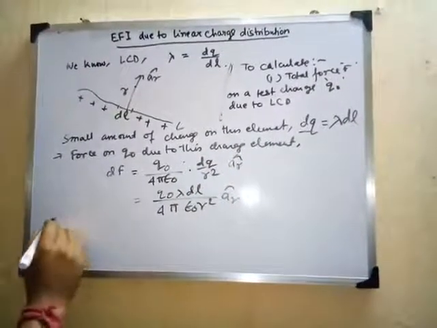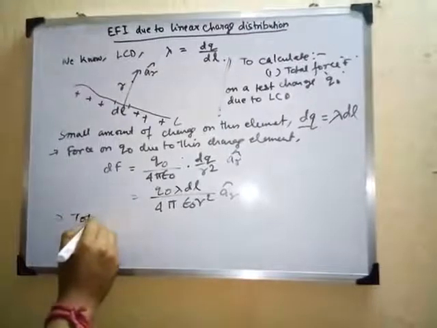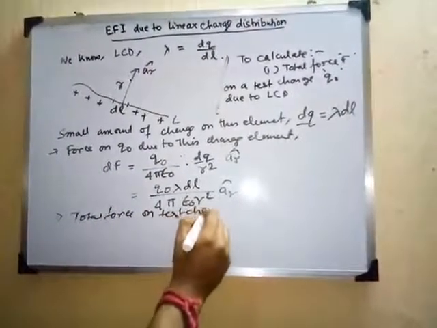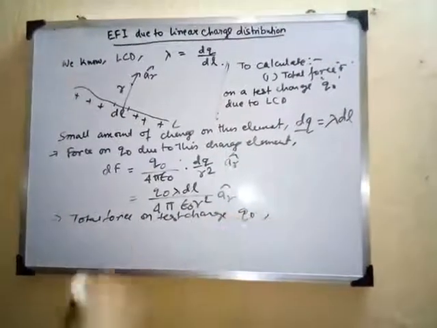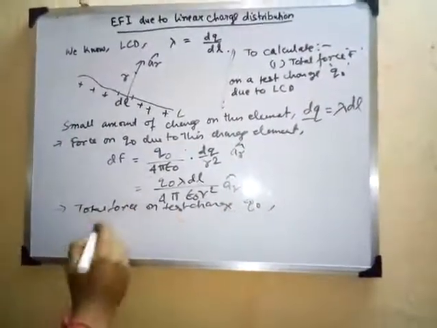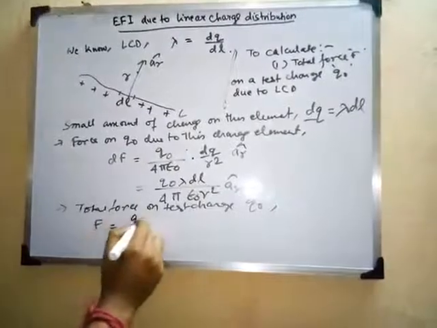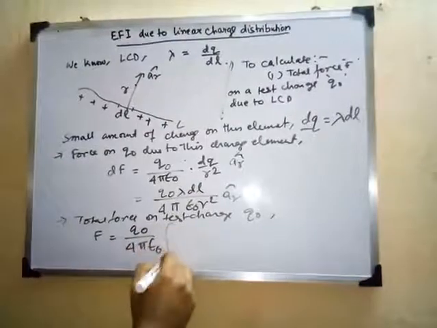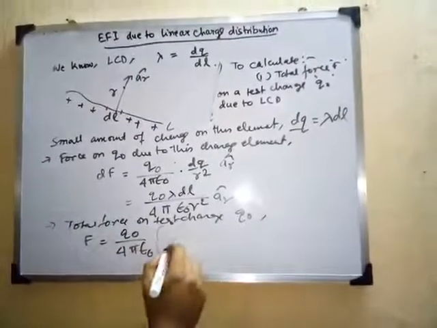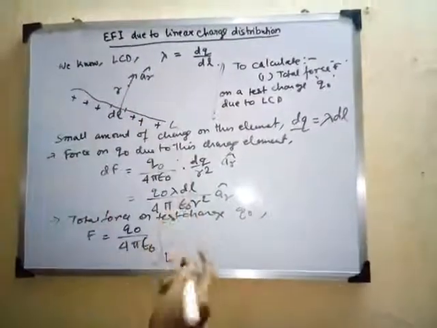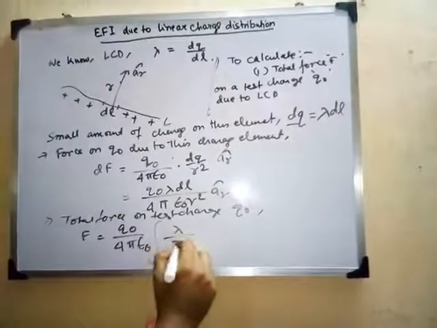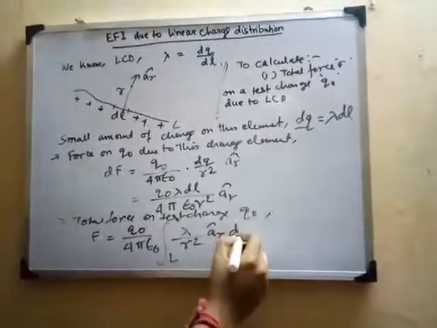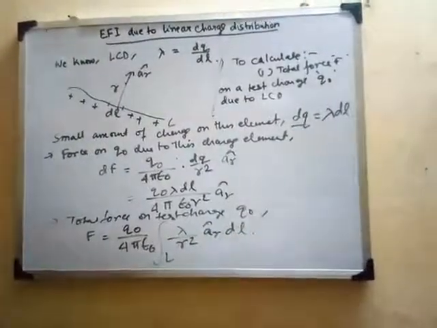So total force now we'll calculate. So total force on test charge q naught, that we will calculate, simply integrated. So this force equals q naught by 4 pi epsilon naught. I will separate the constant part here. So integral over L, line integral, of course since this is a line we will use a line integral. So lambda by r square ar dl, right? So this is your expression.